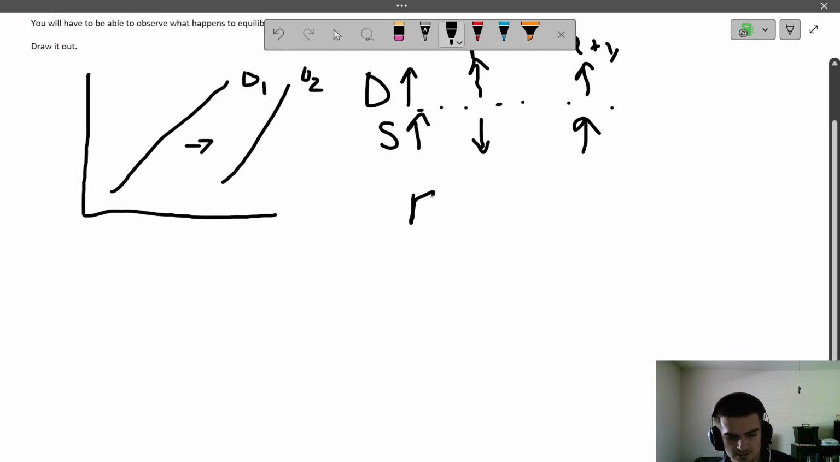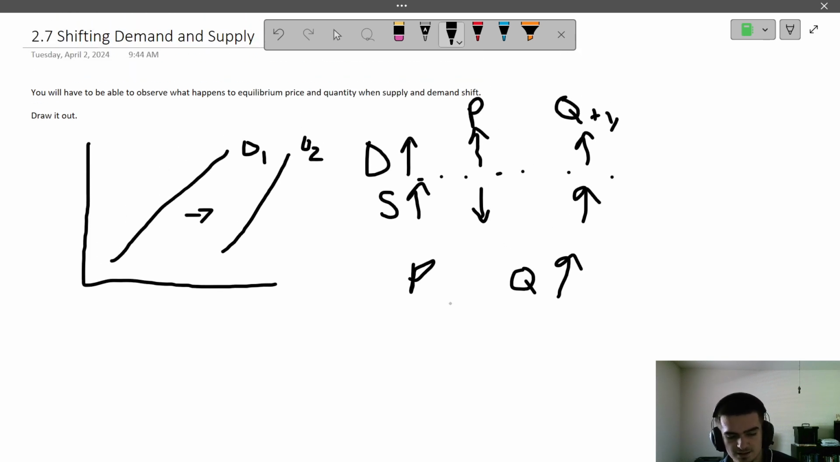Well, our verdict, quantity is definitely going to increase. But because these two conflict, we don't really know. It depends how much the supply increases, right? So let's say we increase the supply a whole lot.